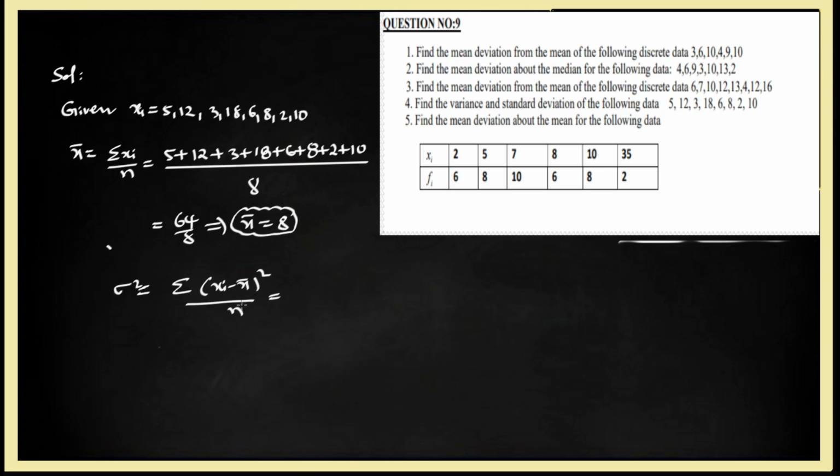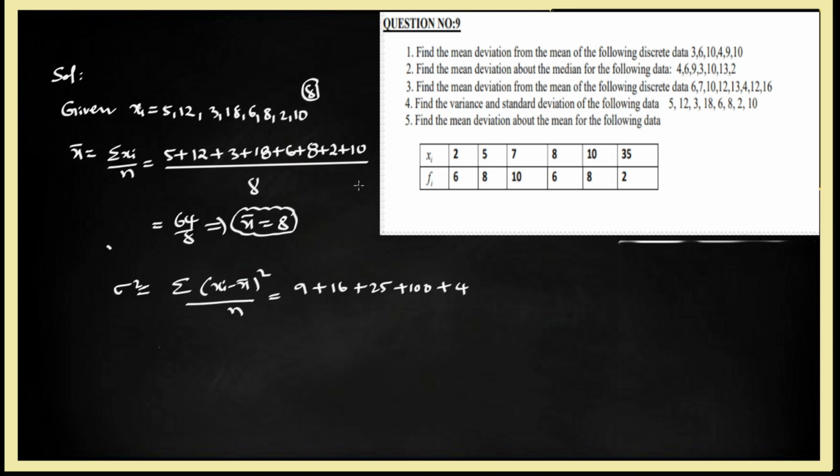Next we have to find the variance, and the formula of variance is sigma xi minus x bar whole square by n. So xi minus x bar, from these observations we have to subtract 8. So 5 minus 8 is minus 3, whole square is 9. 12 minus 8, 4 square is 16. 3 minus 8 is minus 5, whole square is 25. Next 18 minus 8, 10 square is 100. Next 6 minus 8 is minus 2, whole square is 4.